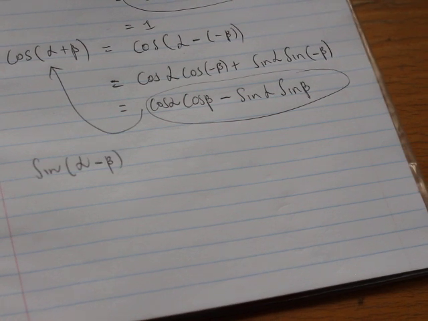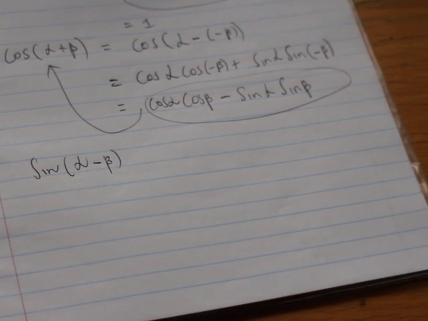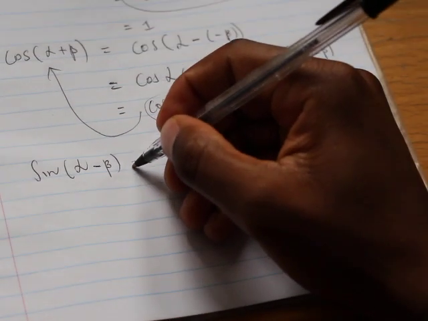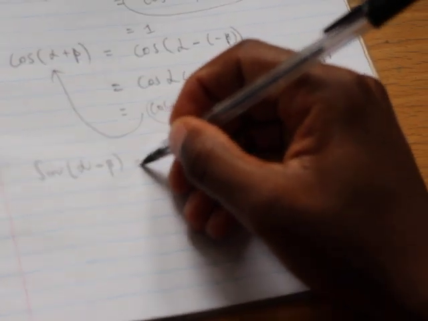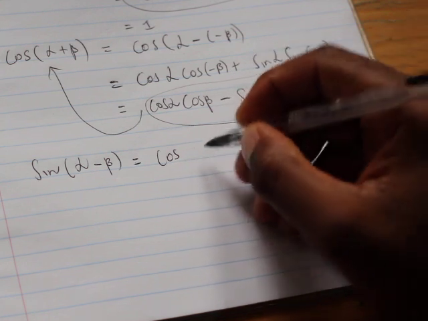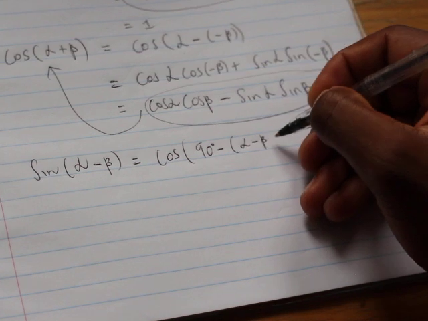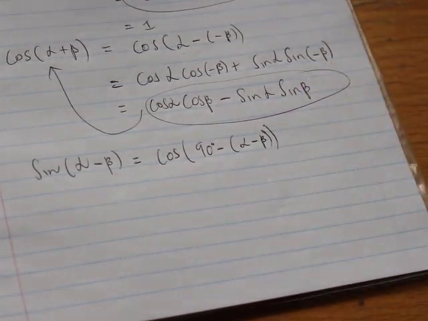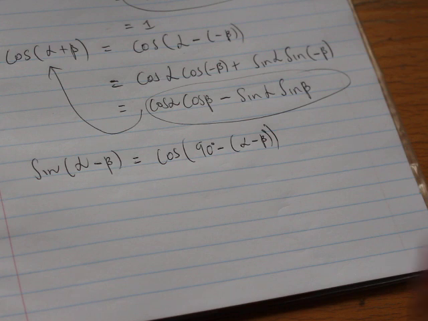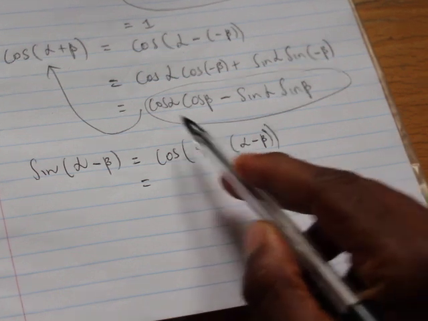So let's figure this one out. We're going to remember that sine and cosine are actually co-functions. They're just 90 degrees apart. So the sine of alpha minus beta is the same as the cosine of 90 degrees minus alpha minus beta, because these are co-function ratios.